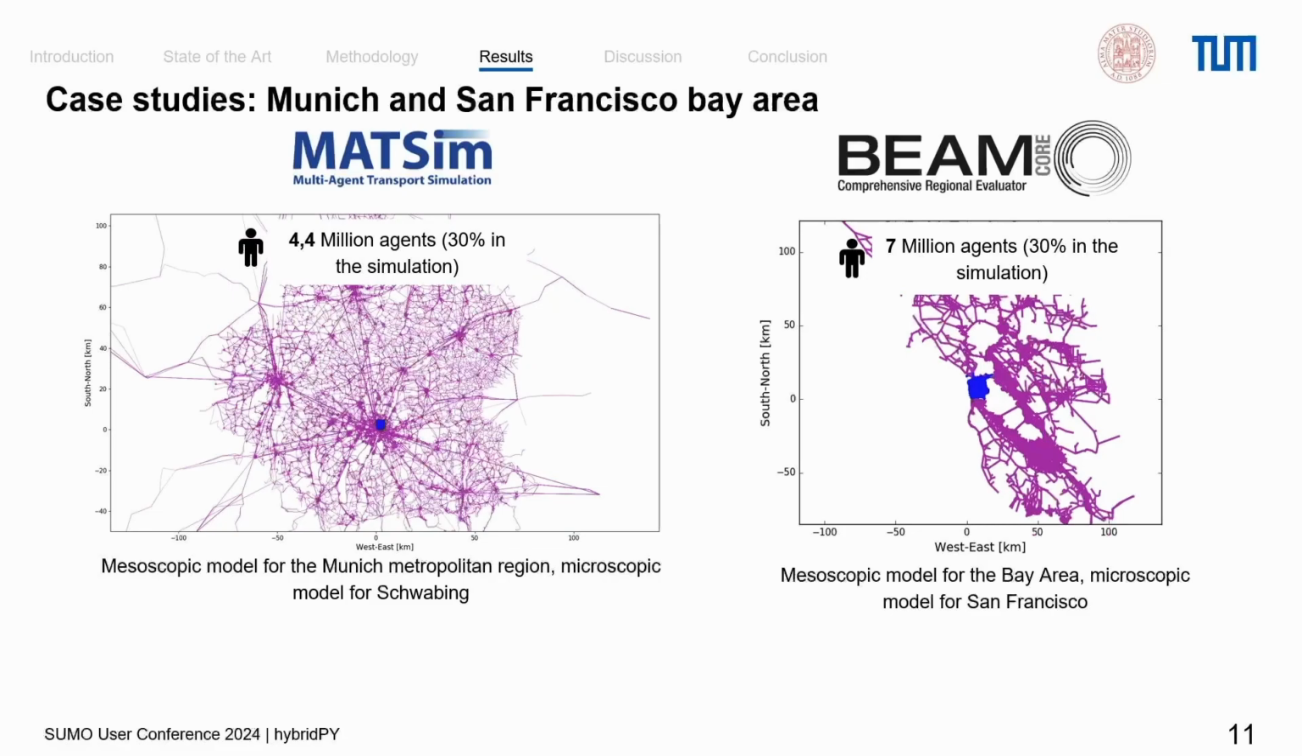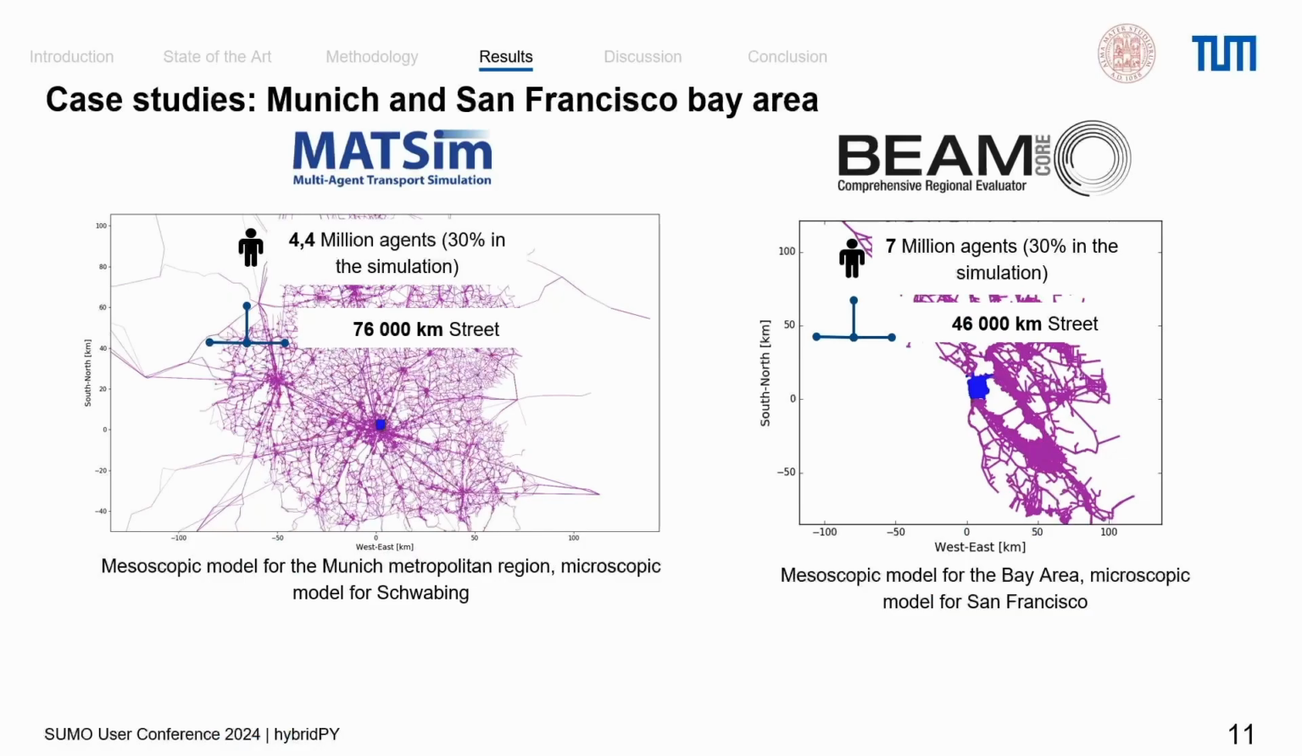First of all, let's have a short look at the number of agents inside the mesoscopic simulation. Inside our Munich scenario, we have 4.4 million agents. Inside the San Francisco scenario, the right one, we have 7 million agents. In the mesoscopic simulation itself, we are running a 30% demand, so only a third is put inside the simulation.